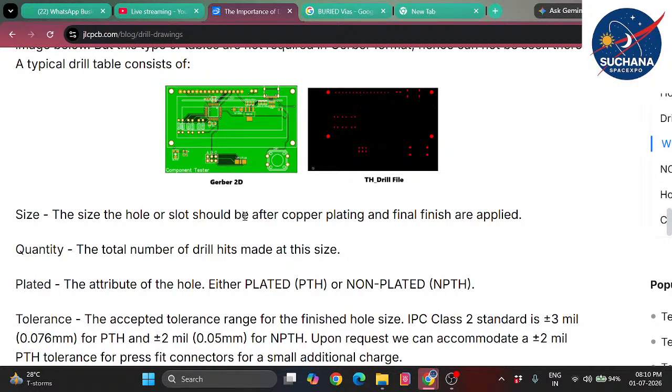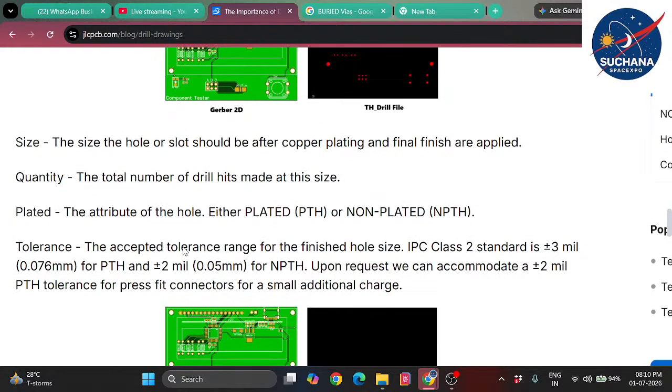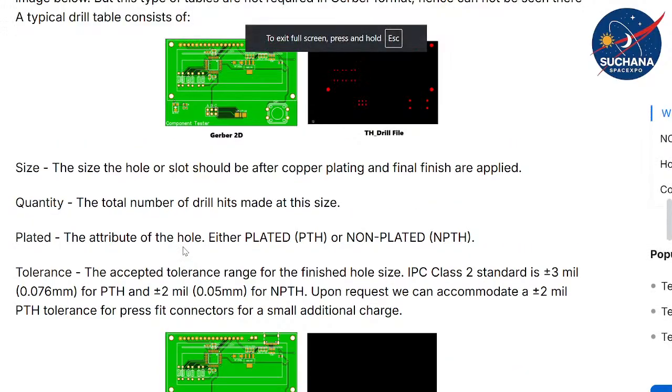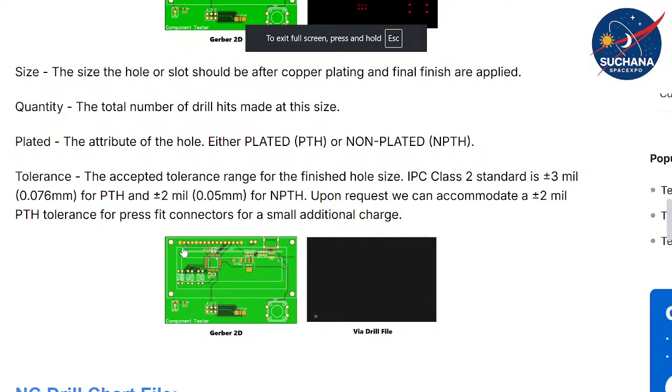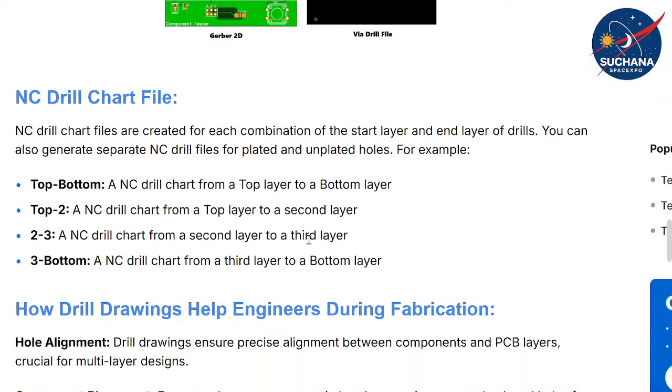The size of the hole or slot should be specified after copper plating and final finish are applied, and the quantity is the number of drill hits made at that size. We will discuss all these three parameters in the upcoming session in more detail. This is just to introduce drill holes and the different kinds of drill holes. In the upcoming session, we will discuss in detail with the help of a PPT the different parameters, and tolerance.